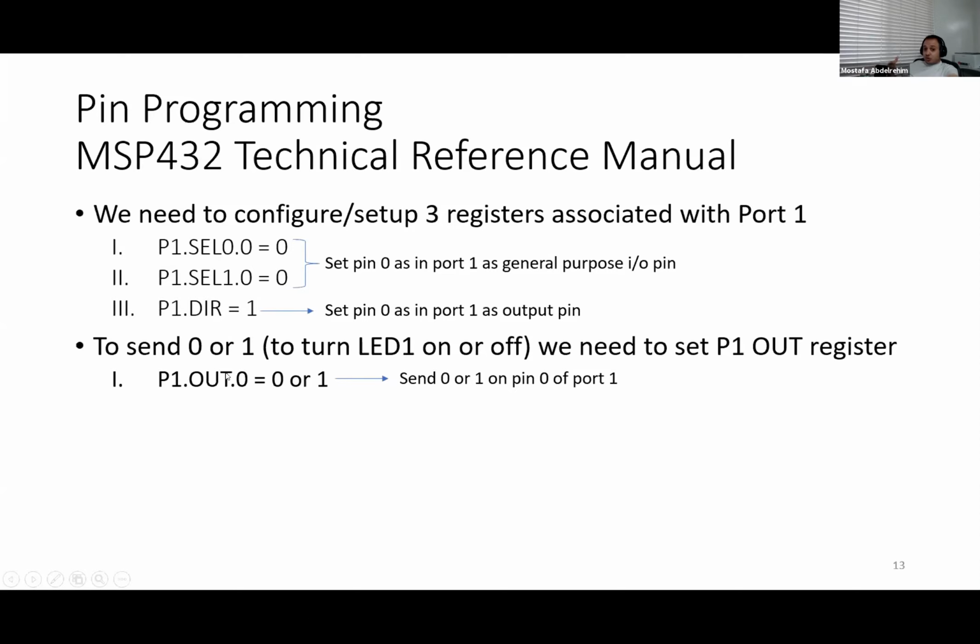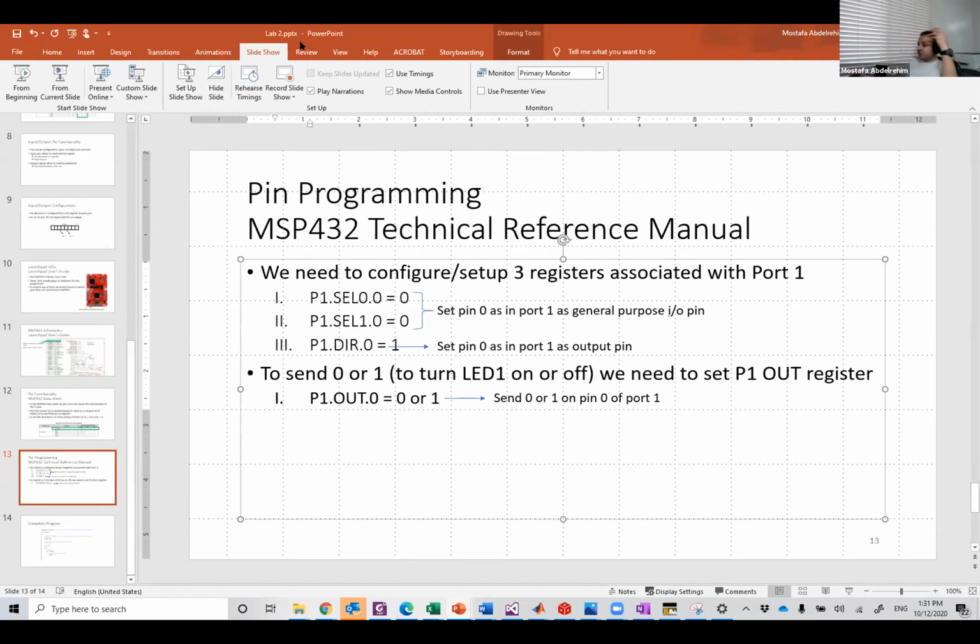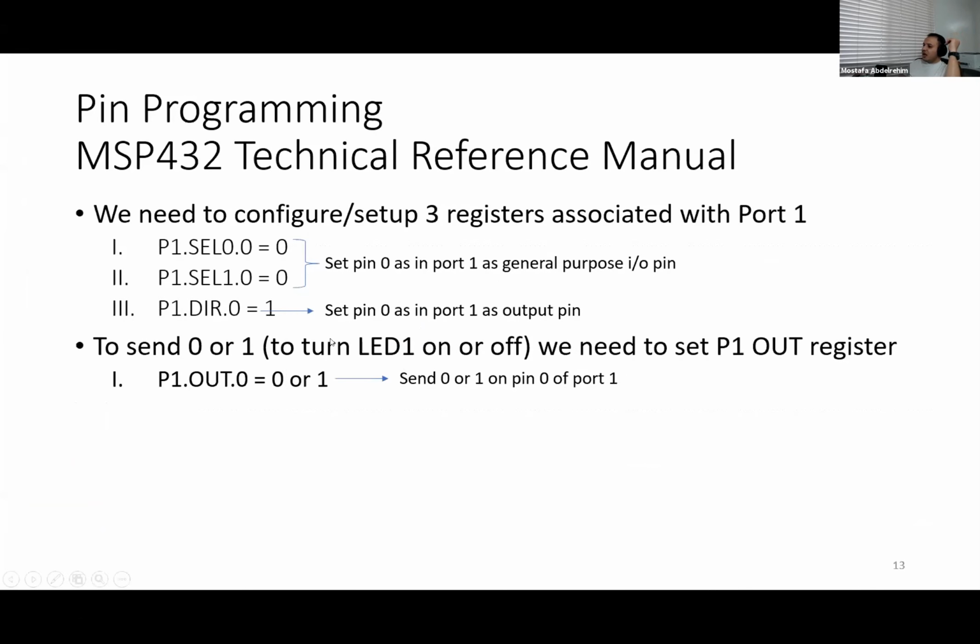And the second step is to control. So these are the configuration steps. By setting these 2 bits in the SEL0 register and SEL1 register of port 1 as 00, you are setting up this pin as general purpose input output. To set it as an output pin, we put here, but yes, there should be 0.0 as well, because the direction register also has 8 bits. So we should configure only the first bit with 1. That means pin 0 of port 1 will be set as output pin.